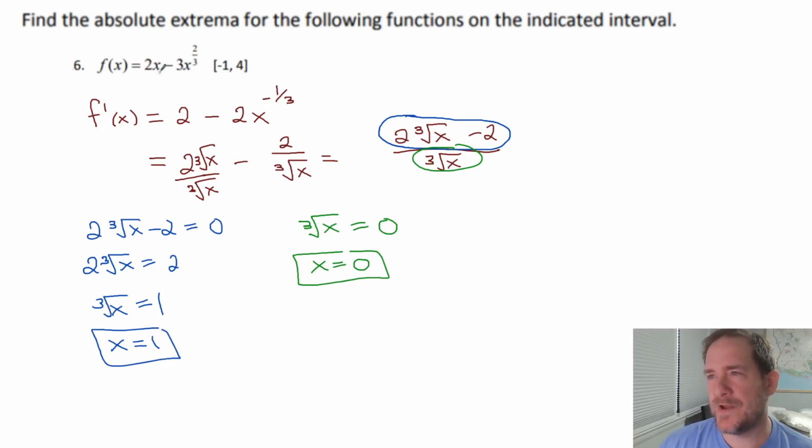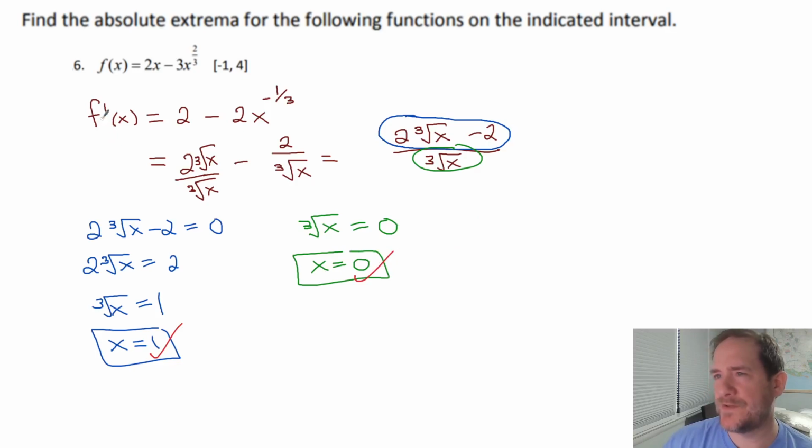And I see if I plug in 1, I get 2 minus 3. That's a real number, so this guy's fine. And even 0 is fine. If I plug 0 into the original function, I do get some output. So it's not extraneous. It's fine.